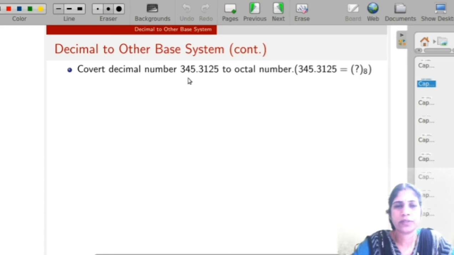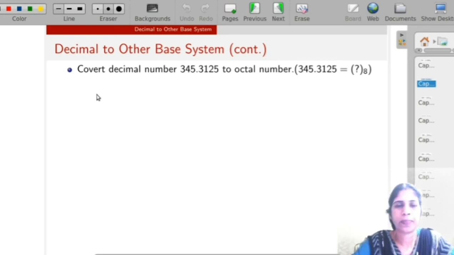Next example: our aim is to convert a decimal number to an octal number. Here the decimal number has an integer part and a fractional part. The number is 345.3125. Our aim is to convert it into an octal number. First we take the integer part, convert it into an octal number, then we take the fractional part, convert it into an octal number, then combine the result.